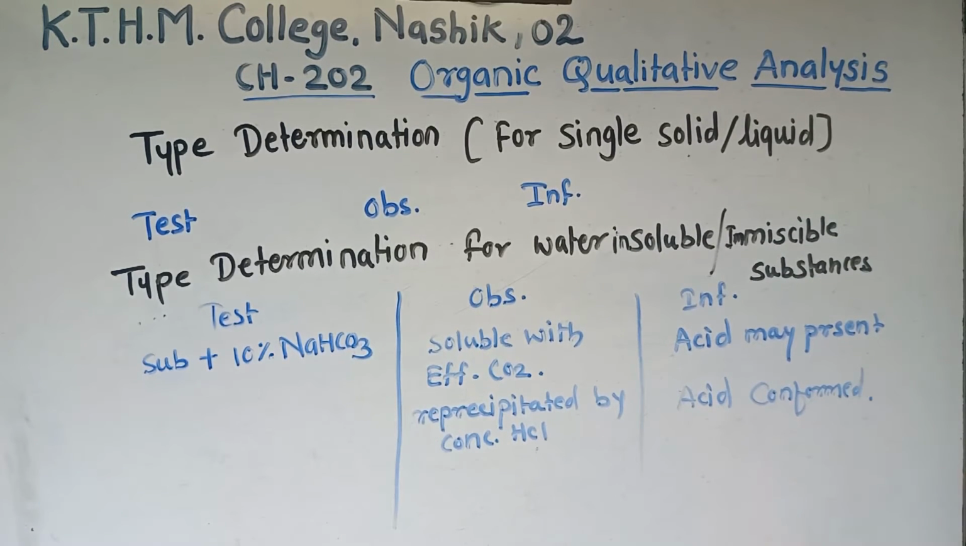What do we confirm? Acid is confirmed. In this way we find out the acid type. Then the next type is, okay, it is clear. How to find out the acid type?